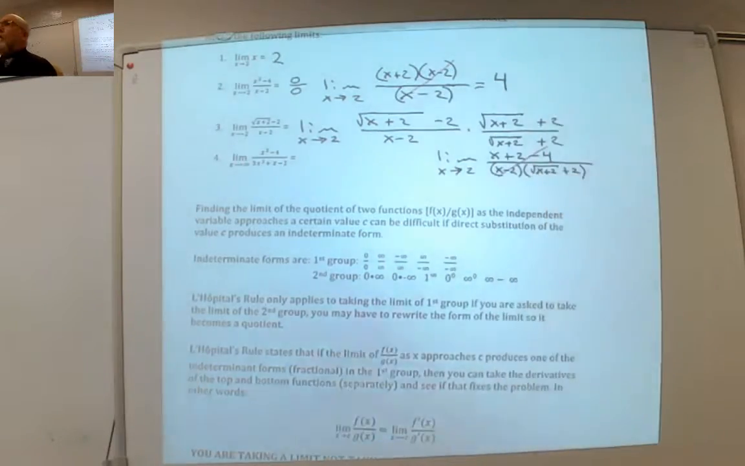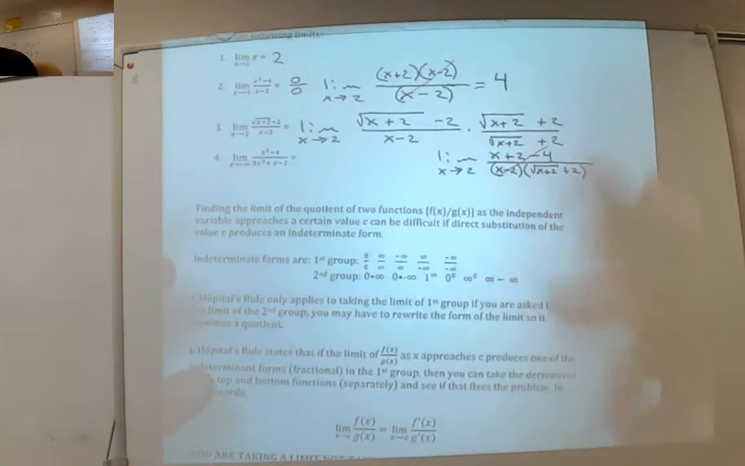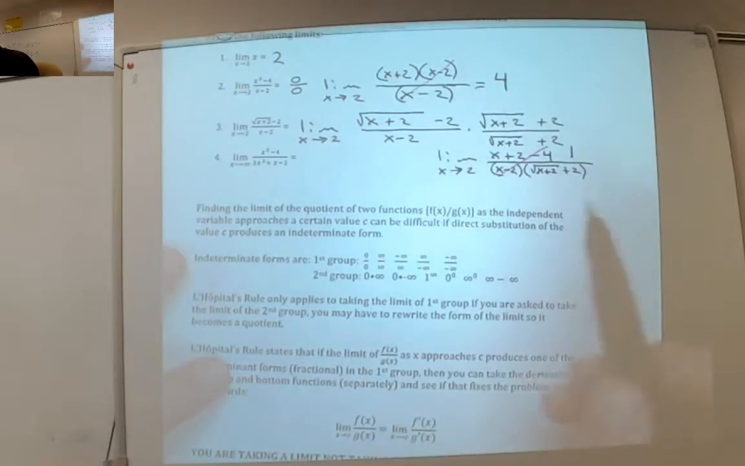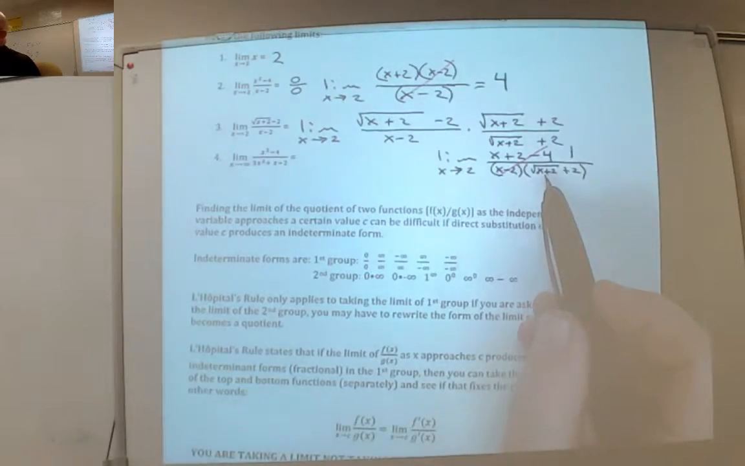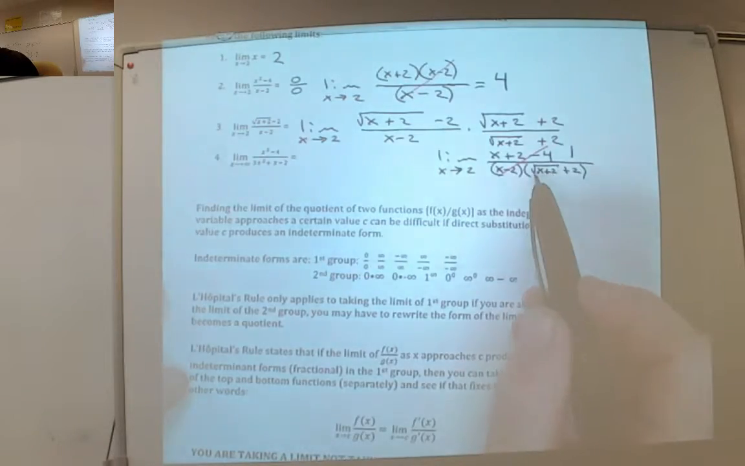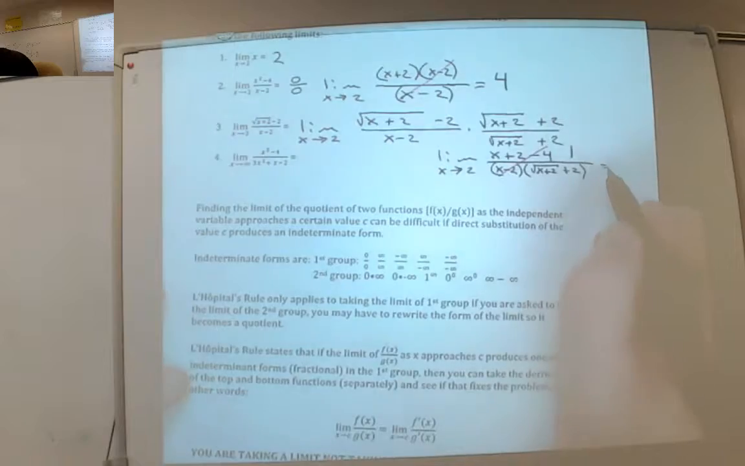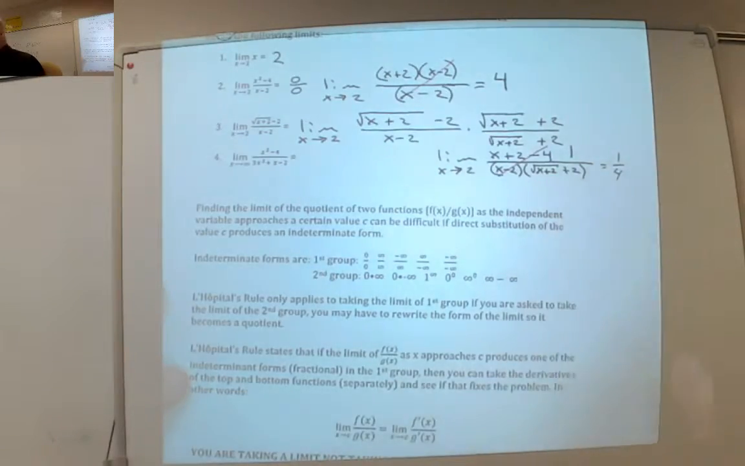So those will be removed. Yep. What would be left in the numerator? 1. So now I can substitute a 2 in here. Yeah. And 2 plus 2 is? 4. And the square root of 4 is? 2. And 2 plus 2 is? 4. And so I get 1/4 as my limit? Yep. Perfect.